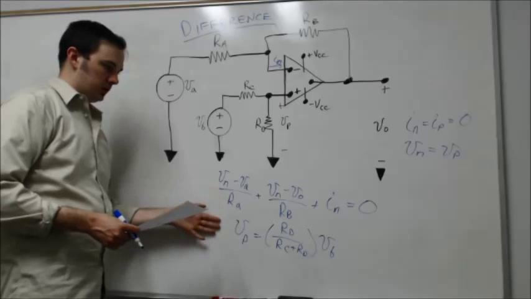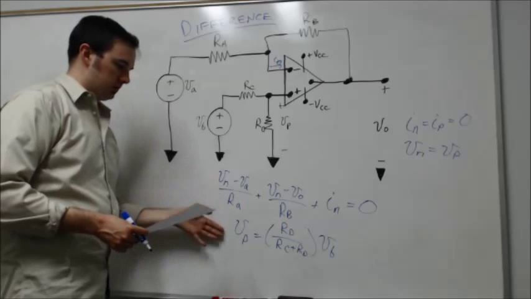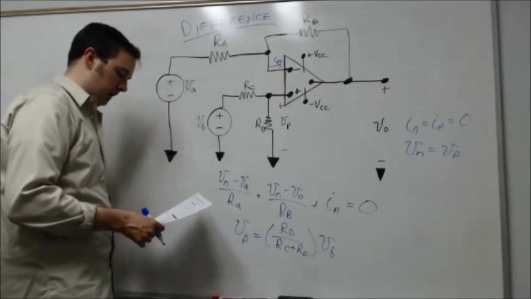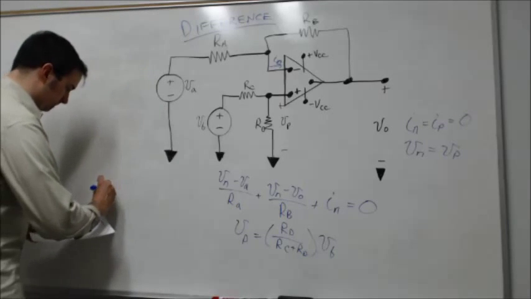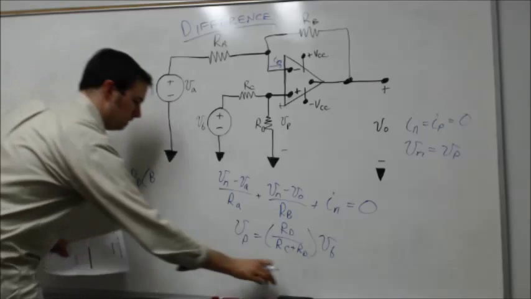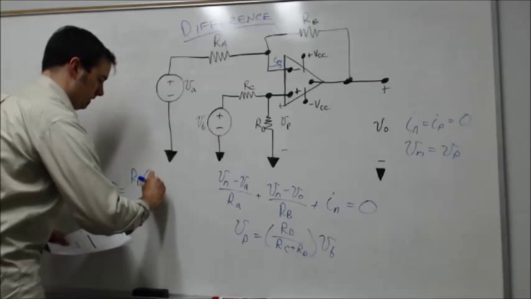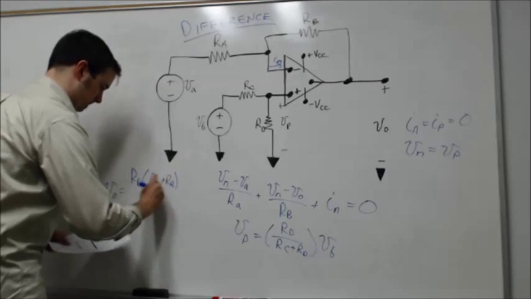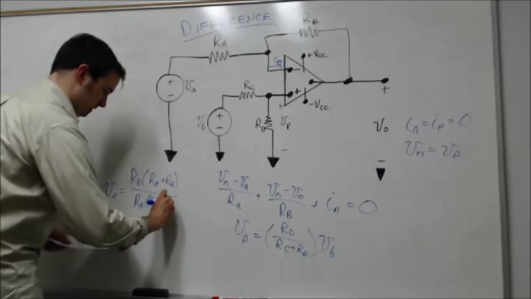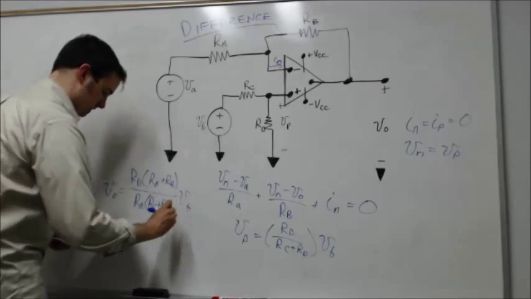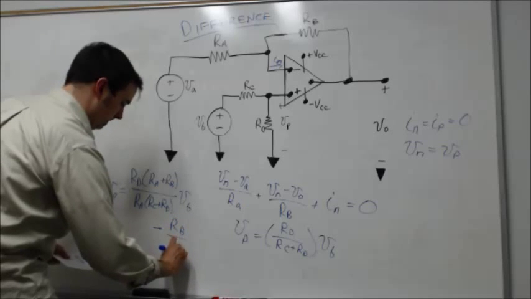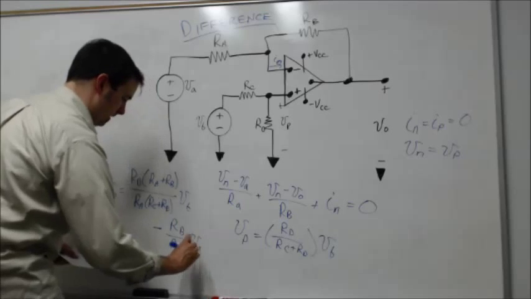Now through some algebra that I'm not going to go through explicitly, we could combine these two equations into a single expression and solve for V naught, our output voltage. In that case, we'd come up with the expression that V naught is equal to RD times RA plus RB over RA times RC plus RD quantity, times VB, minus RB over RA times V sub A. Okay.